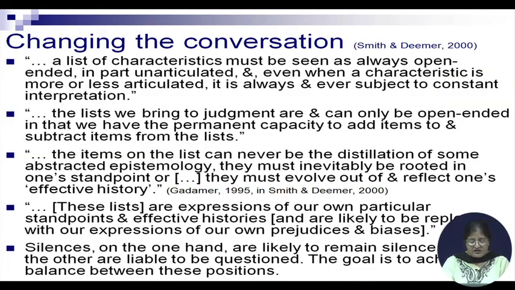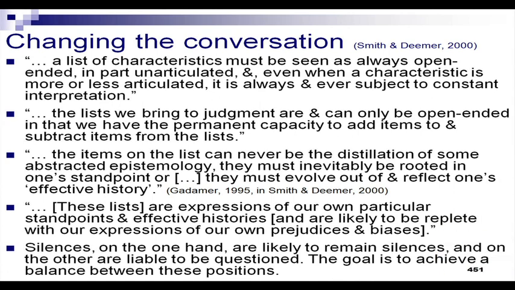These lists are expressions of our own particular standpoints and effective histories, and are likely to be replete with our own prejudices and biases, and that is okay. It is absolutely okay. What I do as a researcher is a function of what I was trained to do, is a function of what I have learnt to do, is a function of what I am able to express in my capacity as a researcher. It is all limited by human capacity, and that is okay. It is important to acknowledge our limitations.